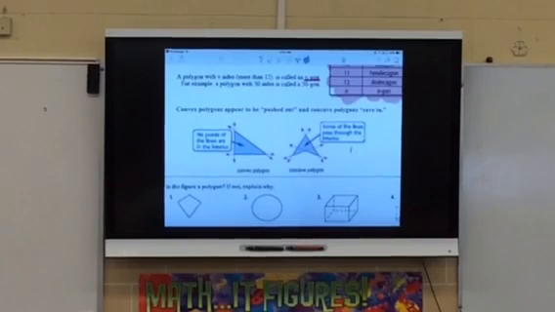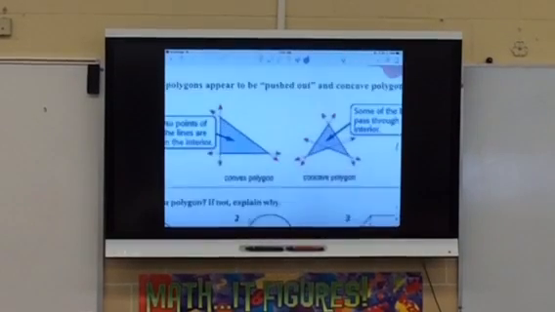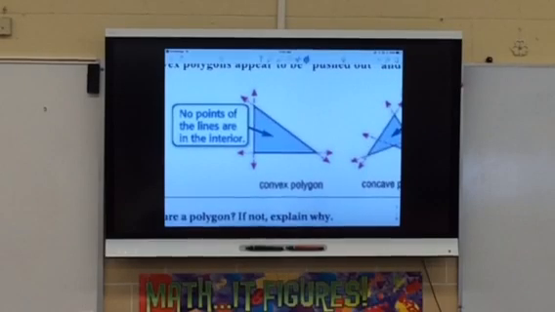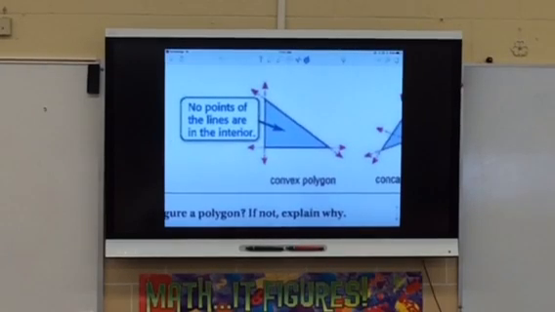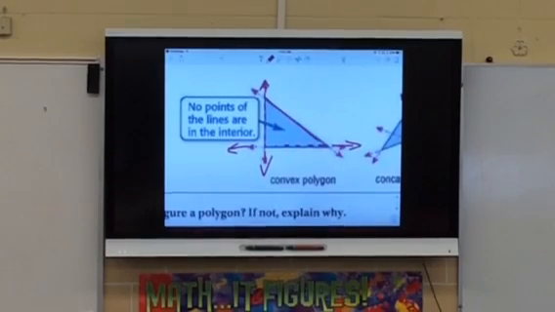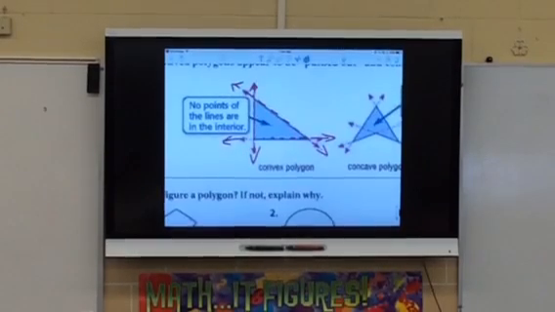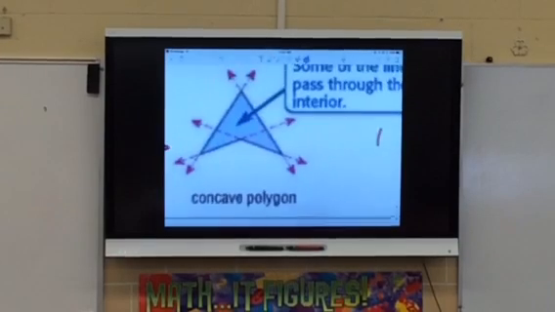Convex, the generic idea is that it looks like it's pushed out everywhere, whereas concave looks like it's caving in. They have dents in them. The actual definition here is a little bit more refined, a little bit more mature. For a convex polygon, if you stretch out the sides, you never hit interior points. So if you take that segment and stretch it out, you will never hit any points in the interior of the polygon. That's convex.